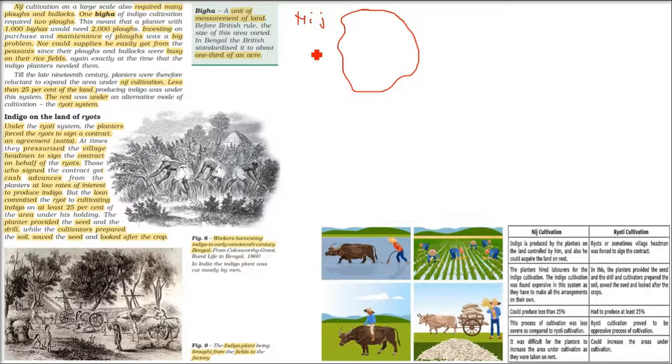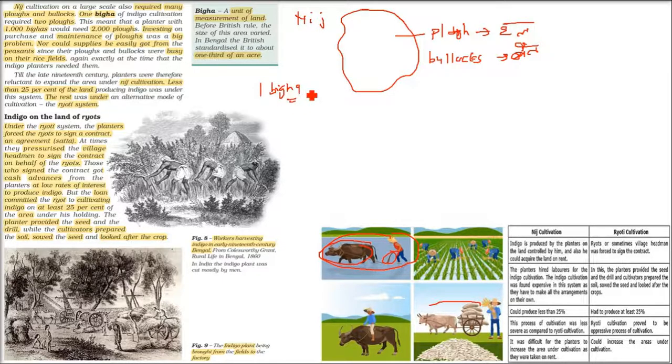There is one more thing. For big land plantation, at that time there were no tractors and no big machines. So the plough, hal, and bullocks, bail, the male cow, were needed for big lands. This is the hal, that is the plough, and this is the bail. So ploughs and bullocks are required.